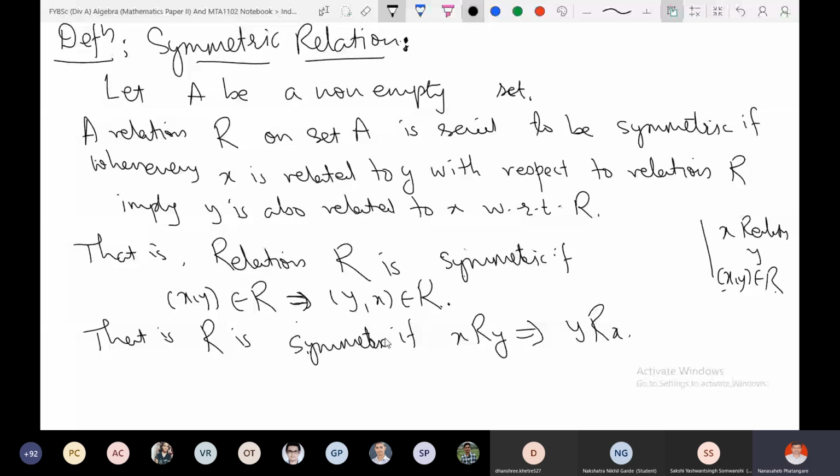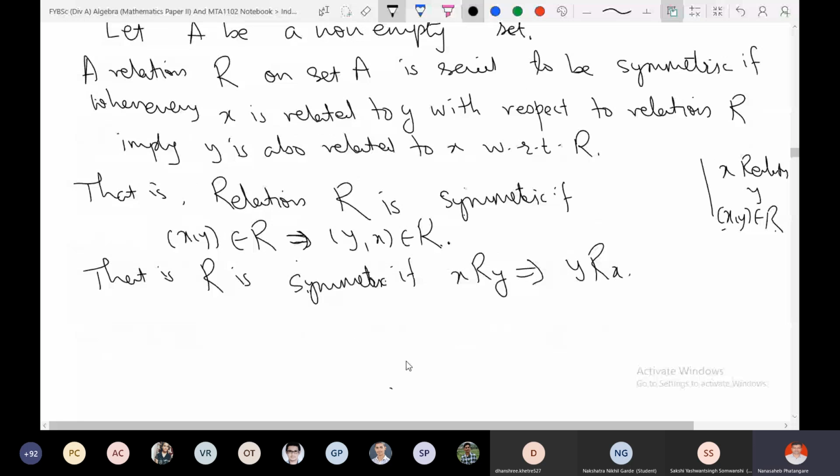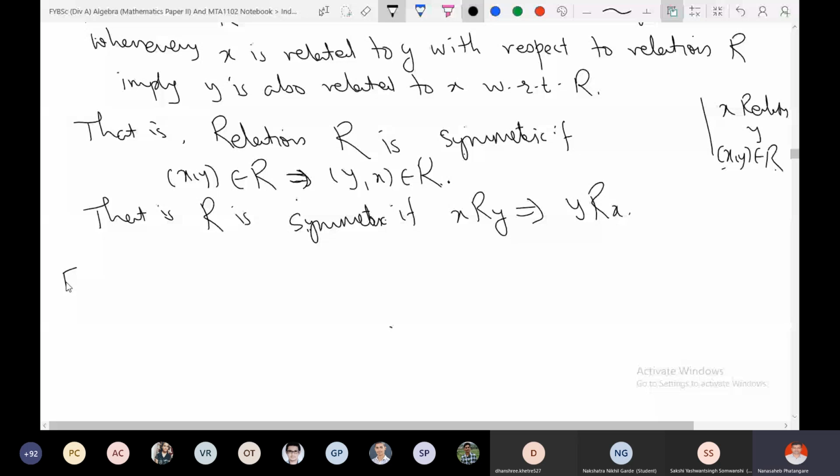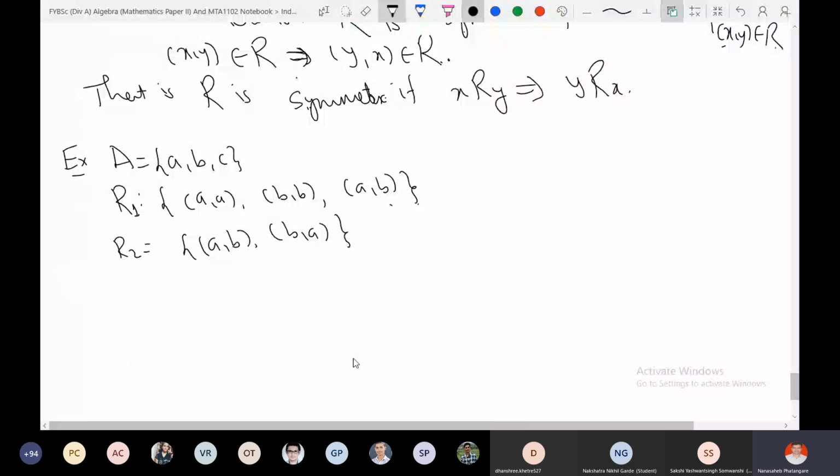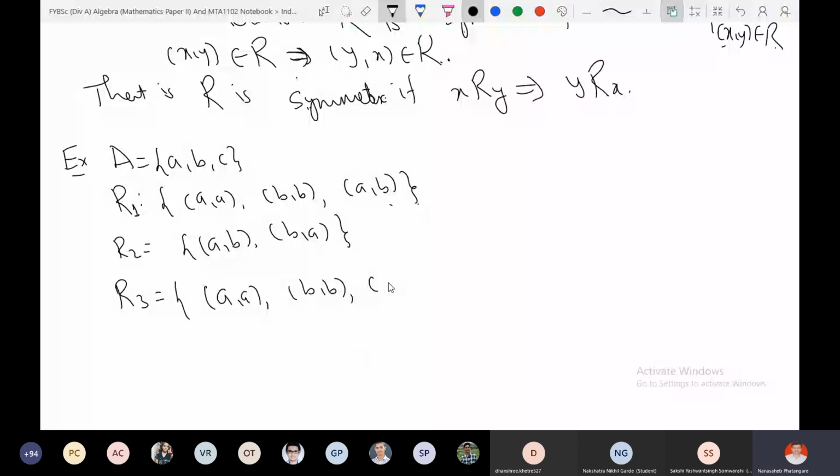Okay, fine. Now the definition will be more clear if we see an example. Suppose my set A is a 3-element set {A, B, C}, and suppose I define a relation. Let us say relation R1 is {(A, A), (B, B), (A, B)}. I will give another relation R2: {(A, B), (B, A)}. I will define another relation on the same set, R3: {(A, A), (B, B), (C, C), (A, C), (C, A)}. Now compare these relations.